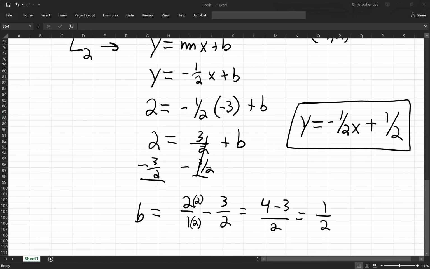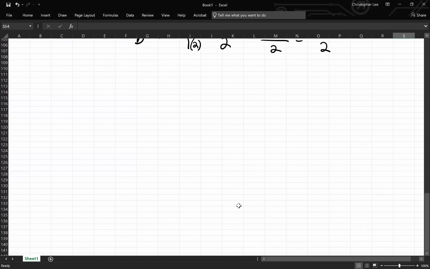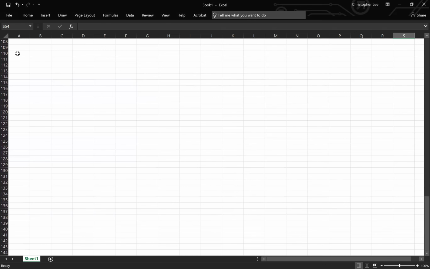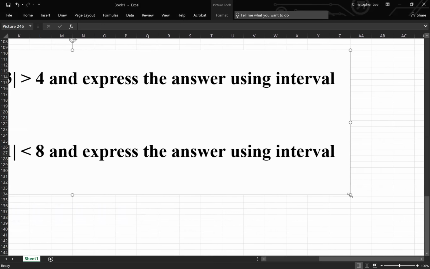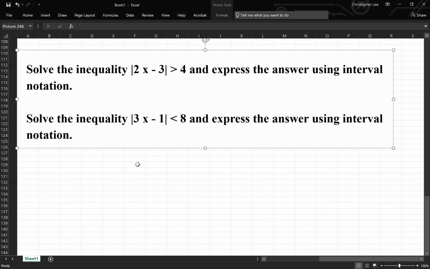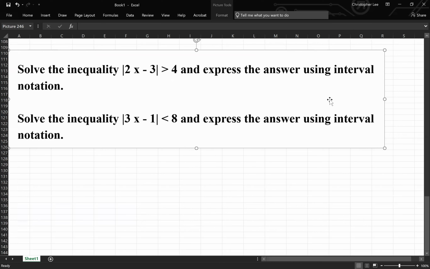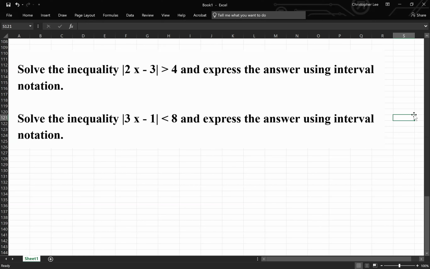All right. Next, we want to tackle inequalities. So I have two examples here. Let's take a look. Let me resize that. Awesome. Okay, let me just get that little pop-up out. There we go. All right, so we want to solve the inequality and express the answer using interval notation.